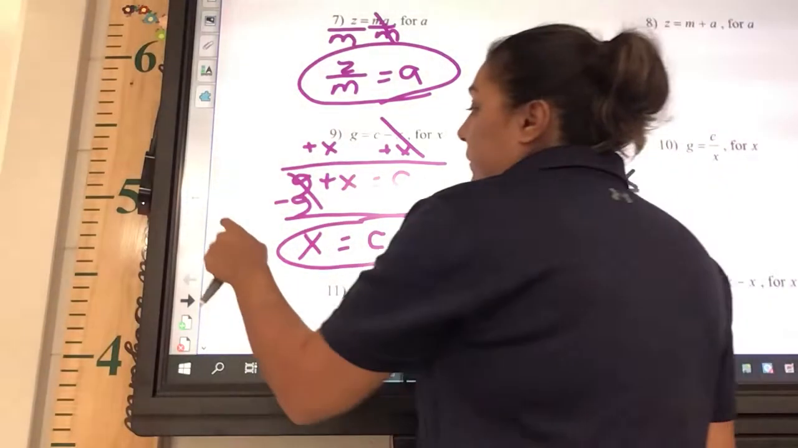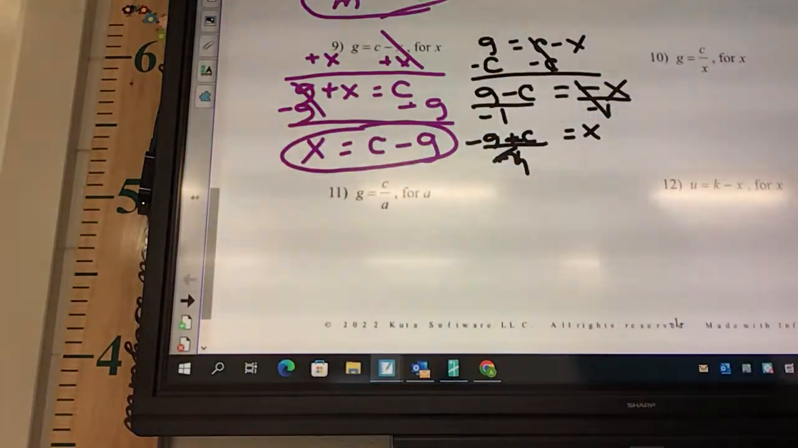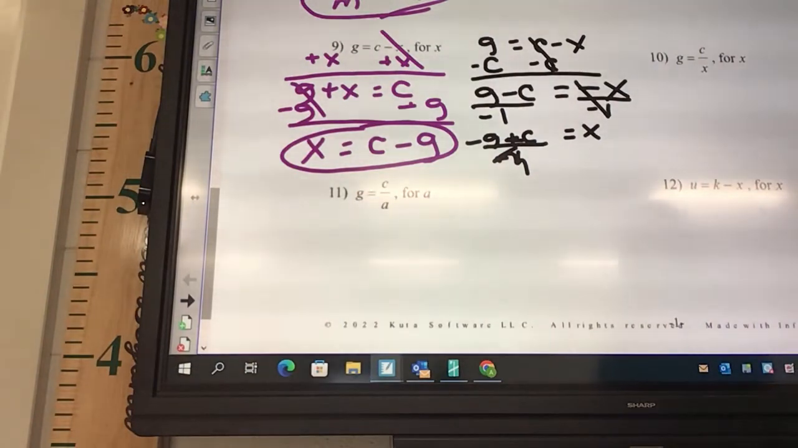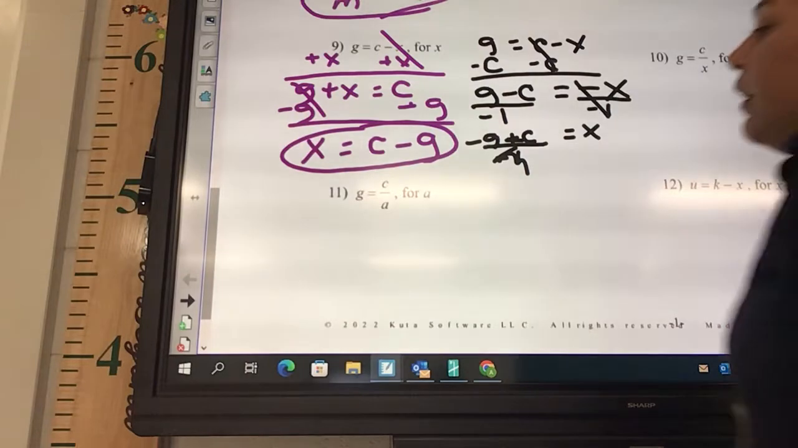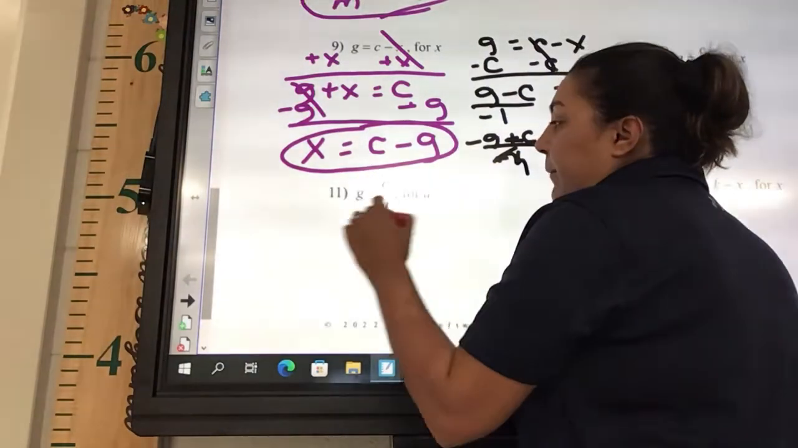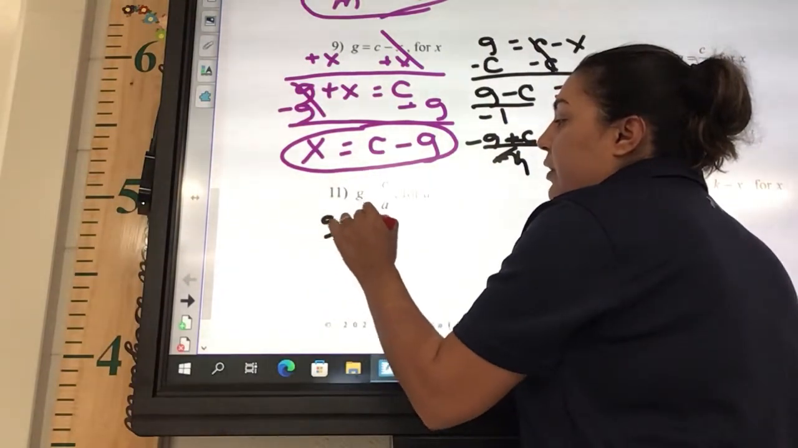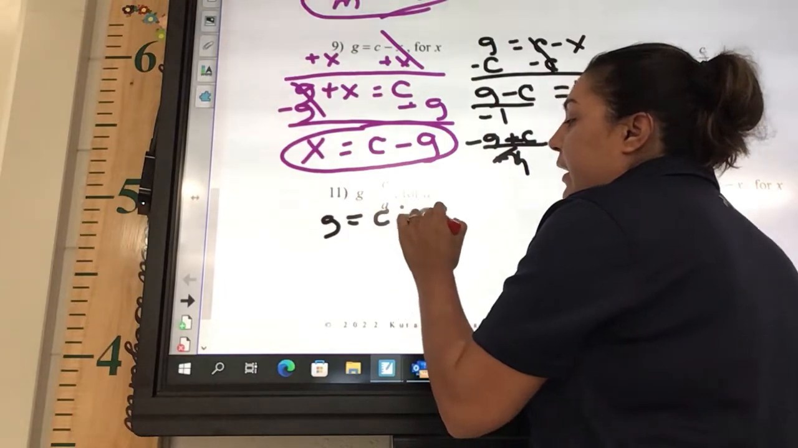Number 11, I got G equals C over A, and we're solving for A. I really have C divided by A, so I'm going to write it a little bit differently. I got G equals C divided by A.